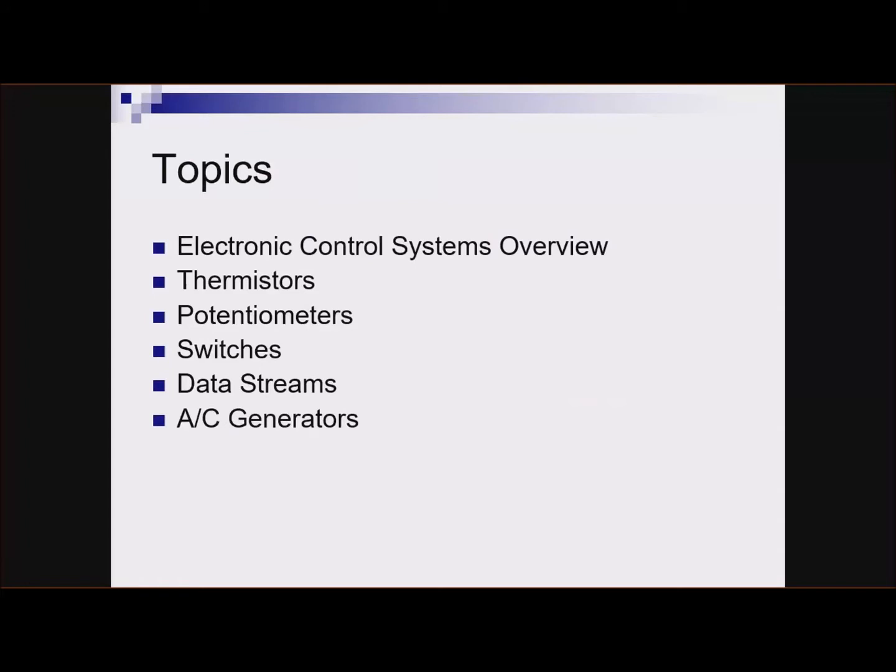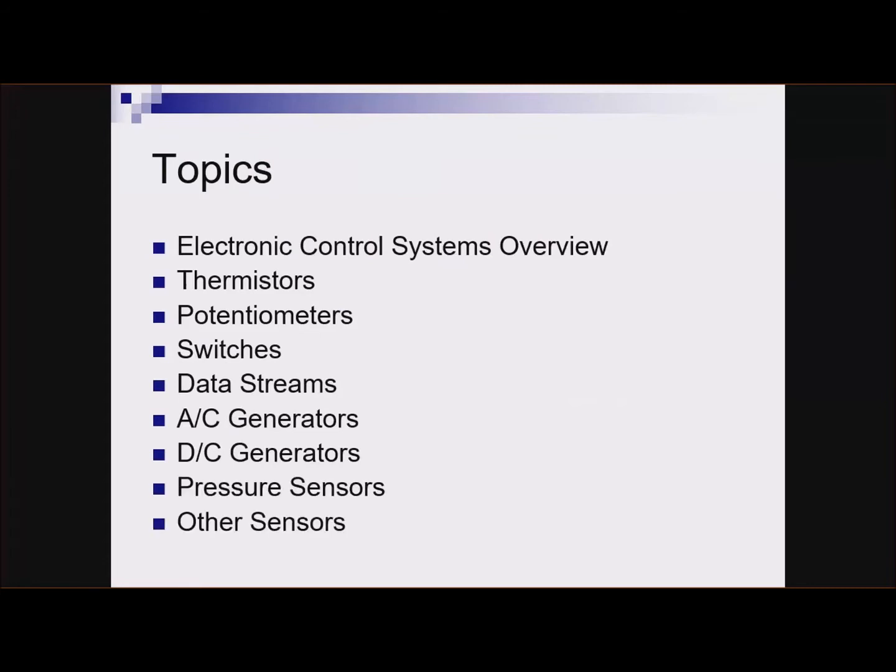AC generators, an example would be maybe a crankshaft position sensor or a wheel speed sensor. DC generators, the only example I can really think of would be an old-fashioned oxygen sensor, but we will talk about those. Pressure sensors and other sensors such as mass airflow, there aren't a lot of examples of the type of sensor that's a mass airflow sensor. So a lot of these other ones, thermistors, potentiometers, you find them all over the car. Something like a MAF, you only find in one place. Same with, for example, a wideband air-fuel ratio sensor.